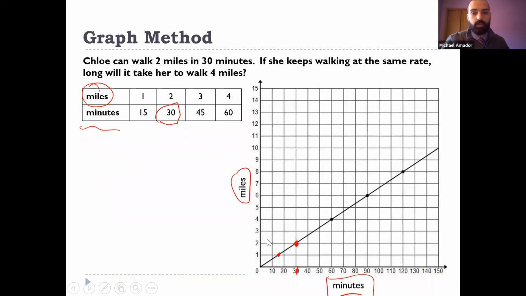We could do that for 4 and 60. So 60 minutes is right here. Travel up until we get to a height of 4 miles on the y-axis and place another point there. And so we started to create a line.